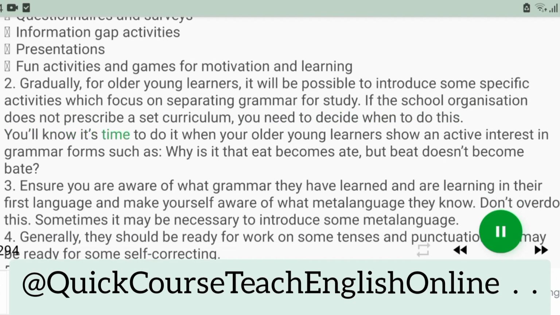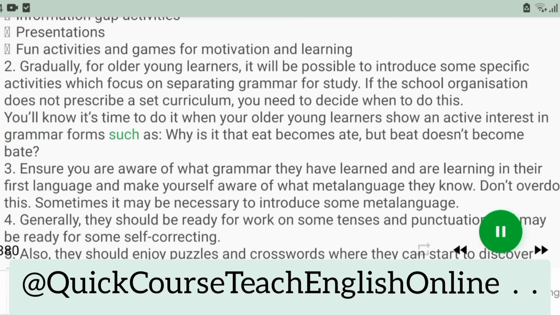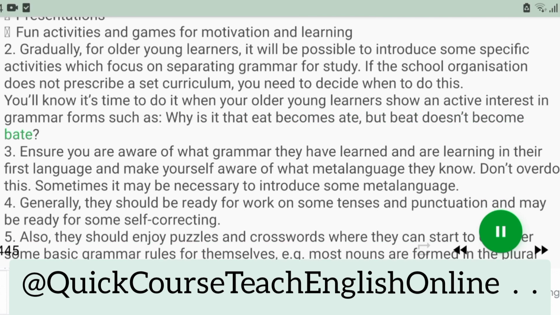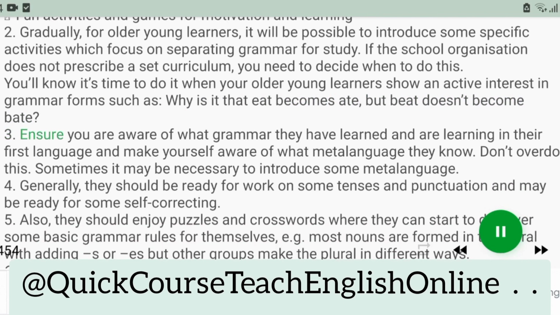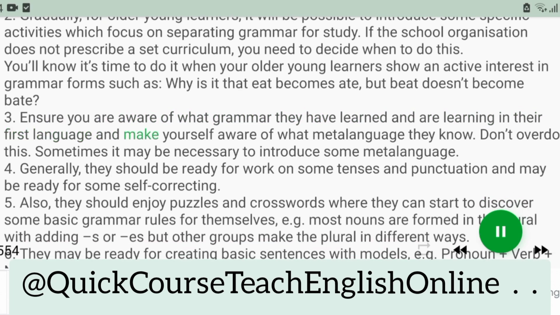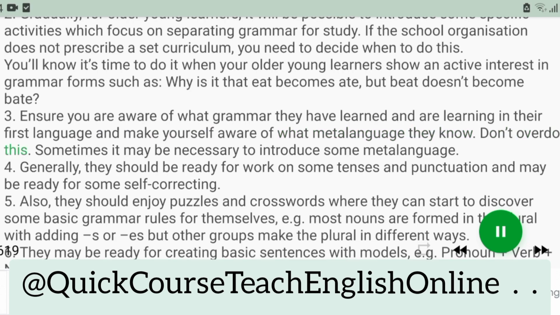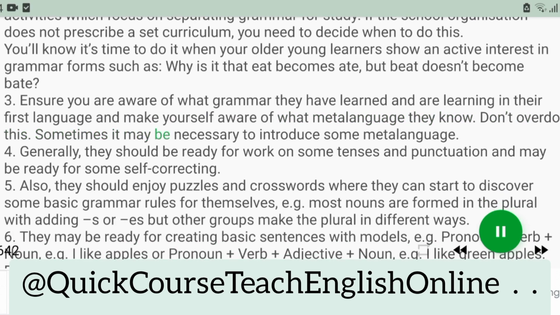You'll know it's time to do it when your older young learners show an active interest in grammar forms such as, why is it that eat becomes ate, but beat doesn't become bait? 3. Ensure you are aware of what grammar they have learned and are learning in their first language, and make yourself aware of what metalanguage they know. Don't overdo this. Sometimes it may be necessary to introduce some metalanguage.